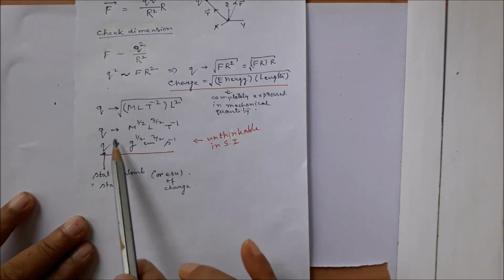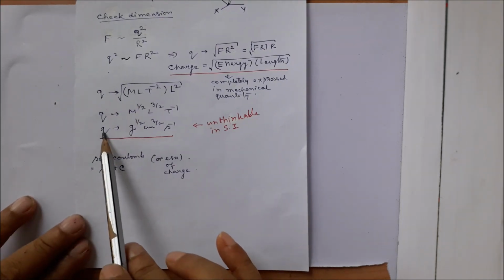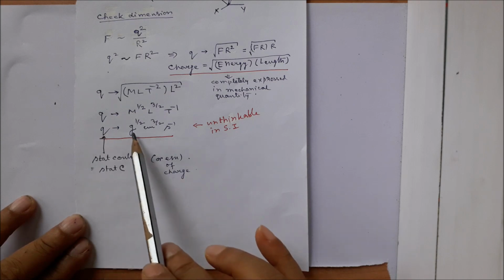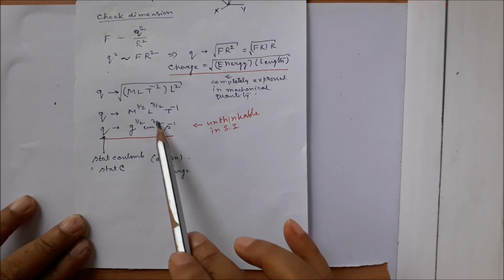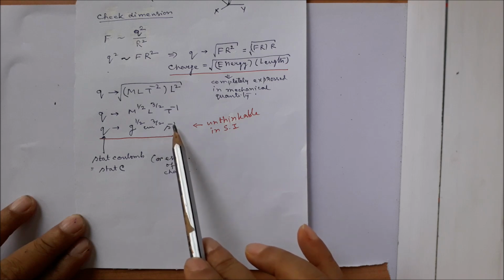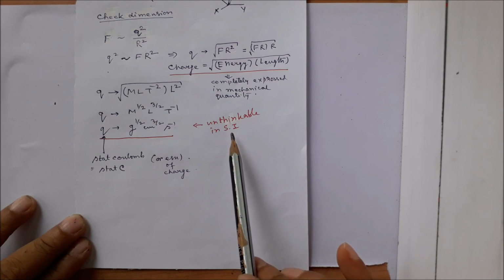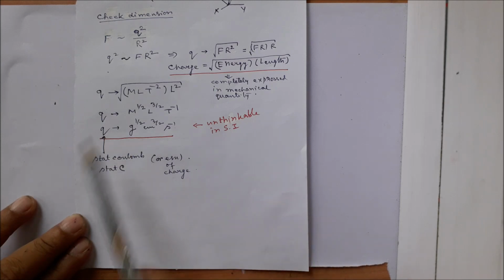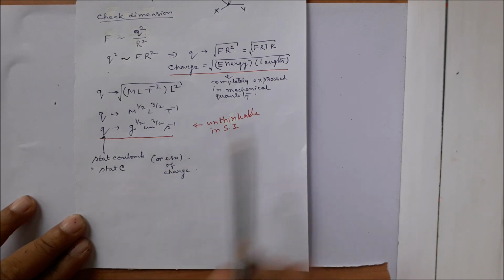So simplification gives us this thing, and therefore charge can be expressed as gram to the power half, centimeter to the power 3 by 2, second to the power minus 1. Now this is unthinkable in SI system. The unit of charge in Gaussian system is stat coulomb. It is written as stat C, C for coulomb.